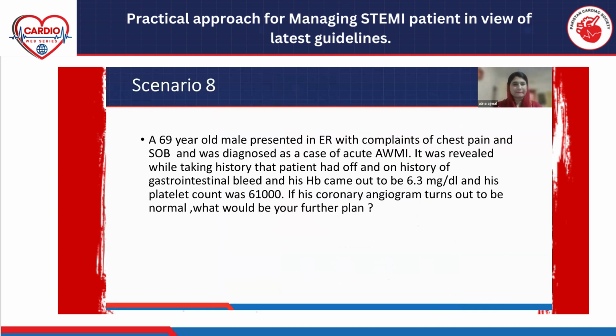Next, scenario number 8. A 69-year-old male presented in the ER with complaints of chest pain and shortness of breath, and he was diagnosed as a case of acute anterior wall MI. It was revealed while taking history that the patient had an on-and-off history of gastrointestinal bleed, and his Hb came out to be just 6.3 milligram per deciliter, and his platelet count was just 61,000. If his coronary angiogram turns out to be normal, what would be your further plan?